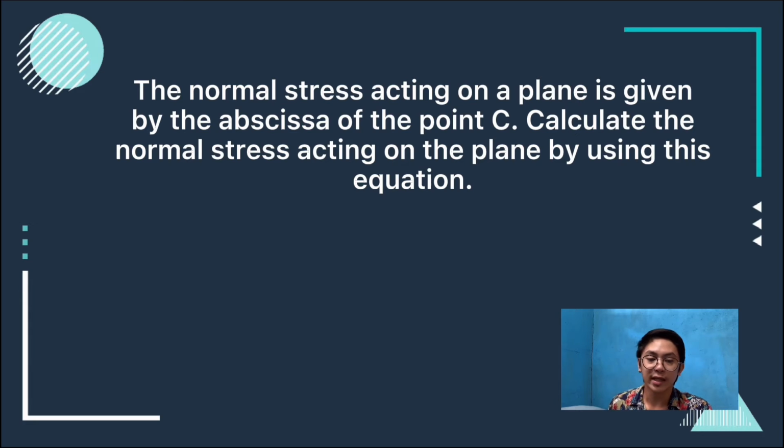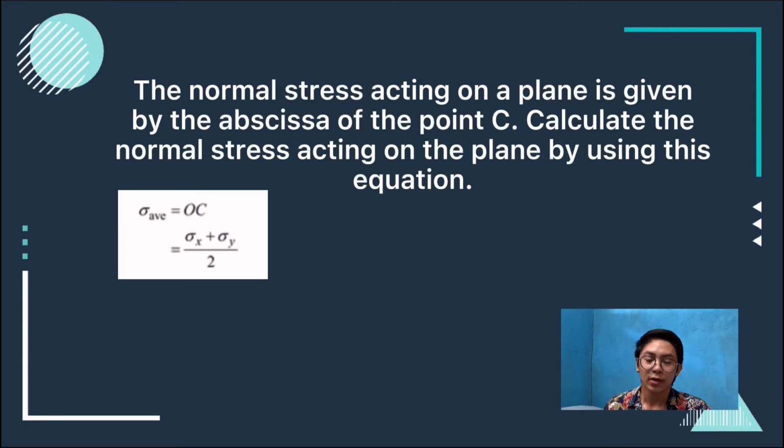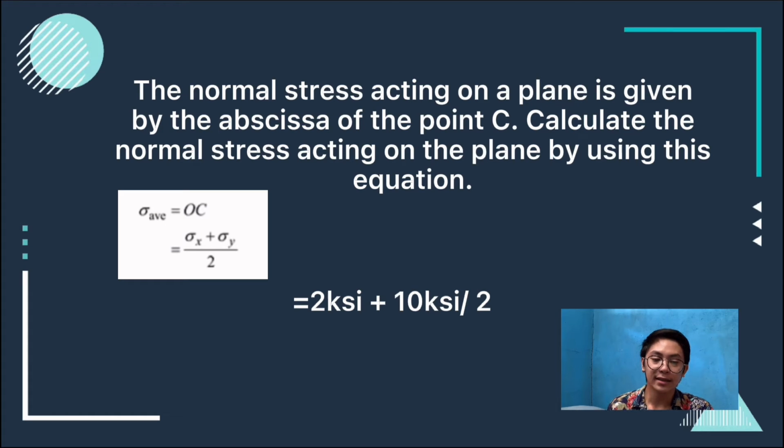Calculate the normal stress acting on the plane by using the equation. So, we need to substitute 2 ksi for direct stress acting on x and 10 ksi for the direct stress acting on y. So, our average stress is equal to 6 ksi.